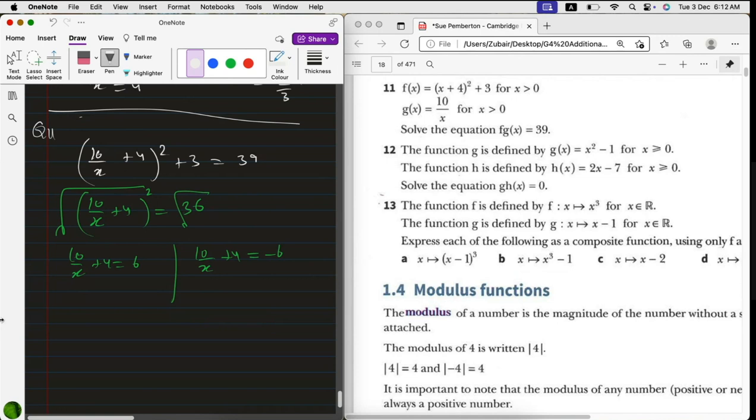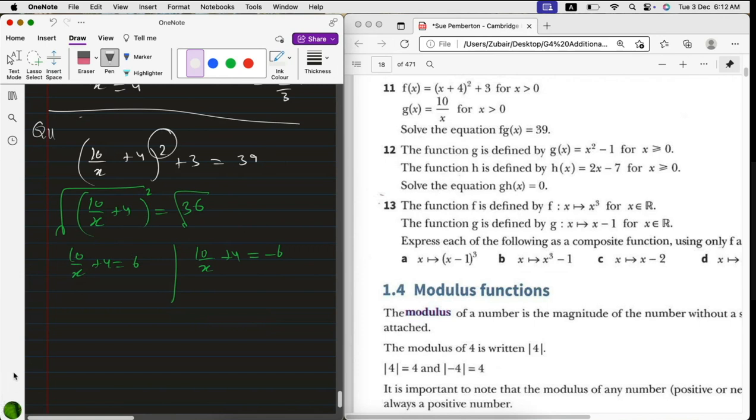So that would be 10 plus 4x over x. Sorry, what change are you expecting? So if instead of plus 3, it was plus 4, and we moved it to the 39. Okay, so then we take the square root of 35 and we'll get the answer in decimals. Oh, so we still square root it. Yes, same thing, because of this square.